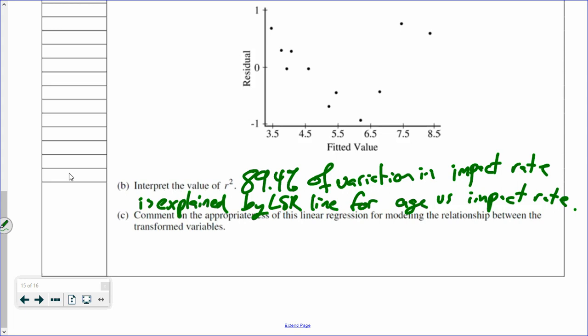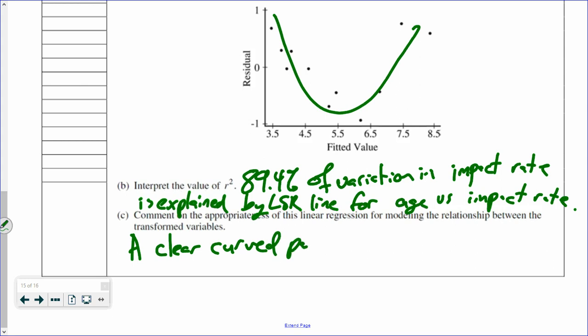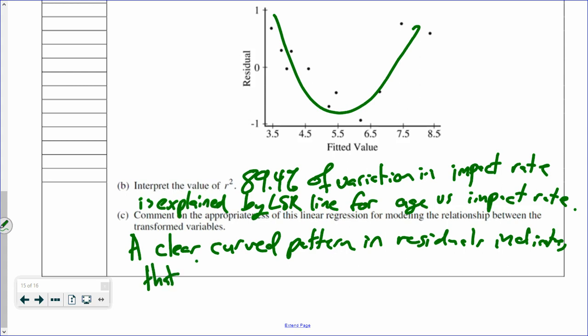Comment on the appropriateness of the linear regression model and the relationship between the transformed variables. Well, that's what I'm seeing when I look at the residual plot. A clear, curved pattern in the residuals indicates, that indicates is what that word is, that this transformation is not appropriate.